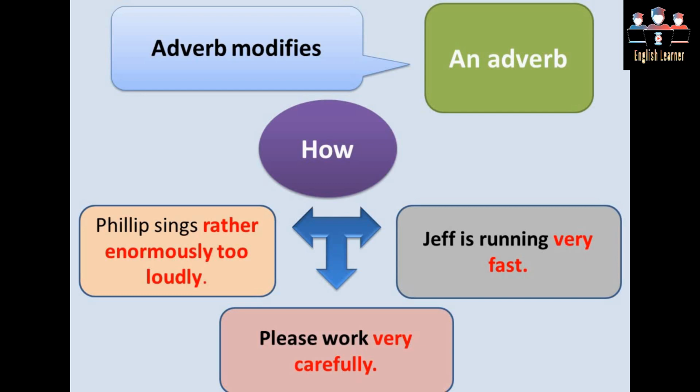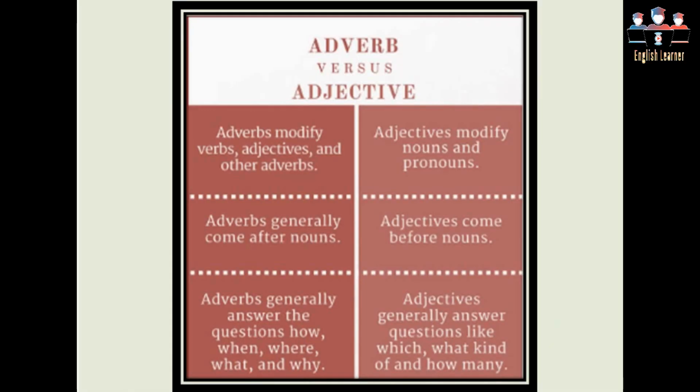So we have looked at how an adverb modifies a verb, how an adverb modifies an adjective, and how an adverb modifies another adverb. Now we're going to look at how an adverb is different from an adjective. As we have dealt with an adjective, an adjective is related to the noun, whereas an adverb is related to a verb. So it is the very basic difference between these two. Let us deal with the differences in detail. Number 1. Adverb modifies verbs, adjectives, and other adverbs. As we have dealt just now, we have looked at the examples as well.